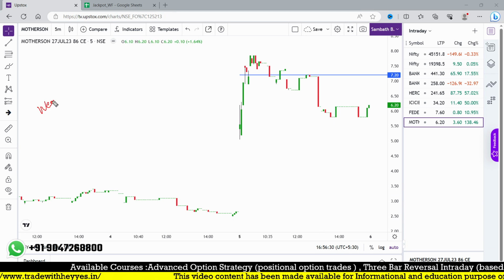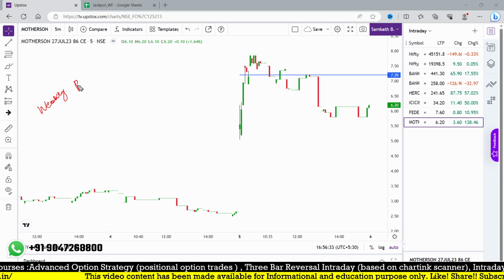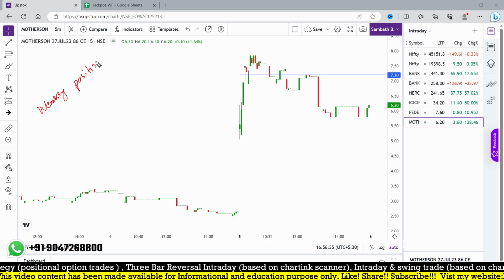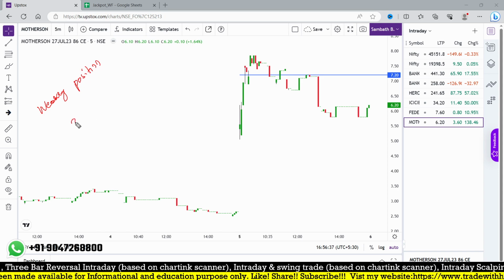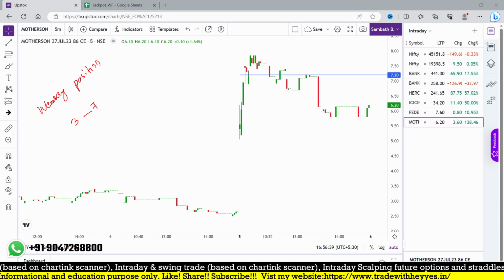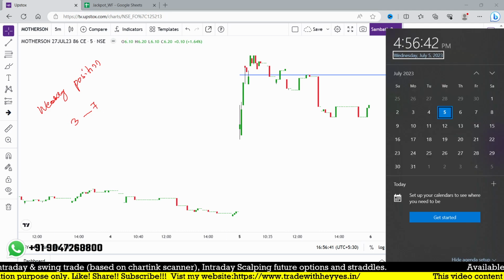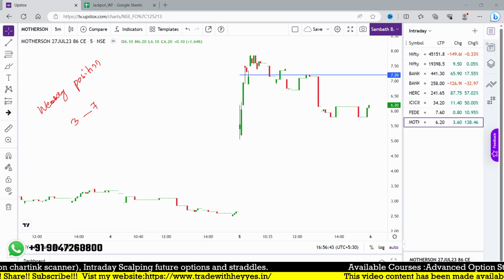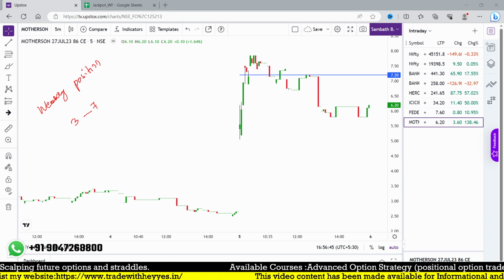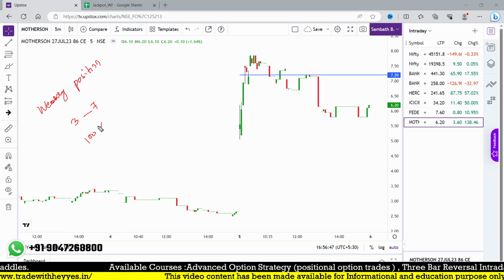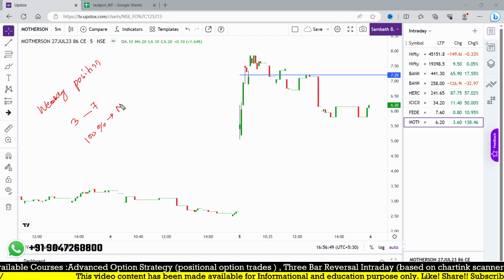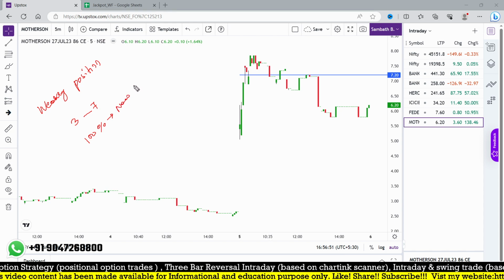This is the weekly positional scanner which I want to use for this week, which started from 3rd to 7th, right? So exactly Monday to Friday. If you are focusing on any stock which is triggering, that is 100 percent a new opportunity, a new breakout.